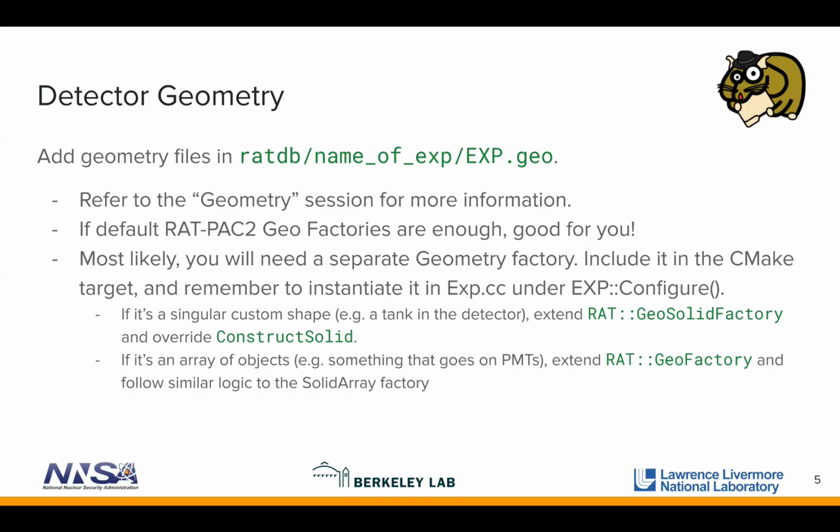But if you want an array of things, such as some custom PMTs or photosensors, or if you want to, I don't know, deploy a bunch of ropes in your detector, for example, you might want an array of solids. You would look at a solid array factory. It's very similar logic to the solid factory, but it creates an array of things, which might be helpful.